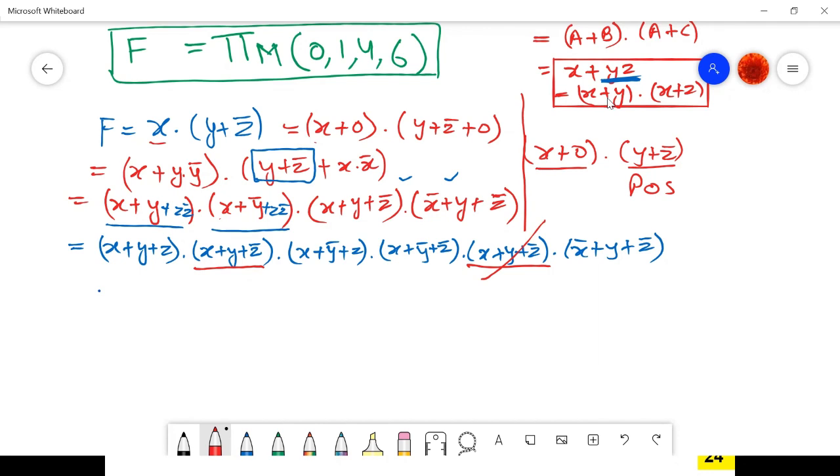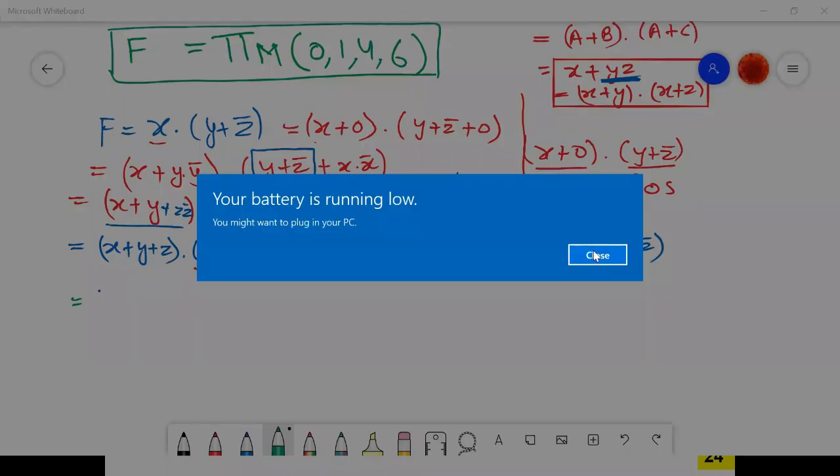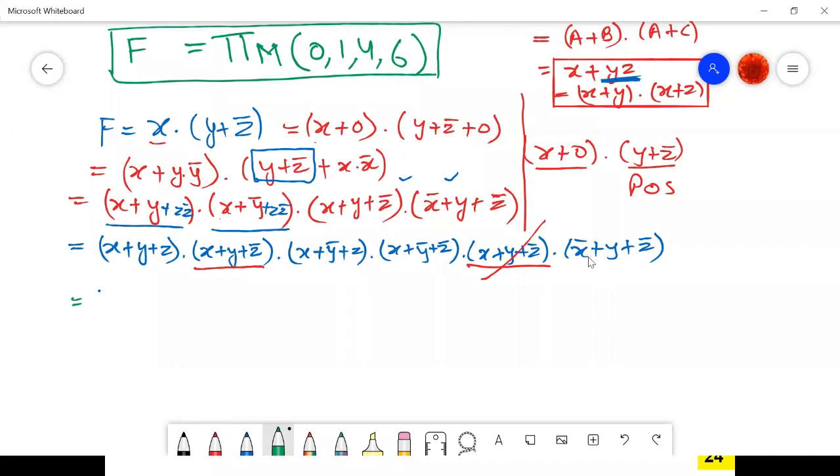So we can say this is the canonical product of sum form, but we may also be asked to find the max terms. So let's find the max terms also, girls. What do we have here now? 0, 0, 0. Next is 0, 0, 1. 0, 1, 0. 0, 1, 1. It is already cancelled. 1, 0, 1. Just read them.